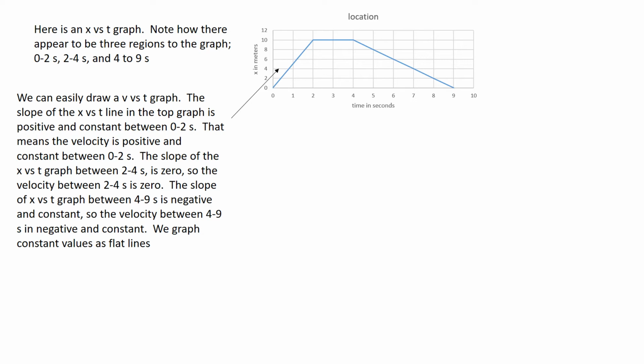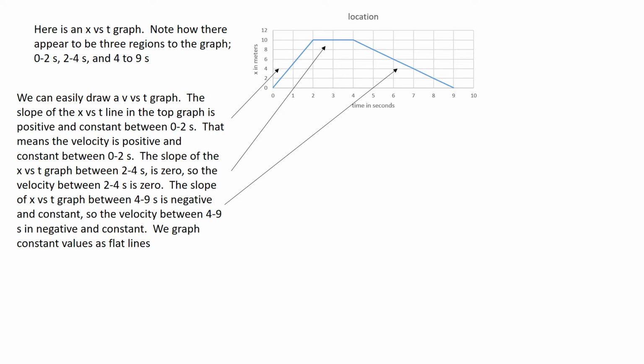That means the velocity is positive and constant between 0 and 2 seconds. The slope of the x versus t graph between 2 and 4 seconds seems to be 0, and so that would indicate that you have 0 velocity. Finally, the slope of the x versus t graph between 4 and 9 seconds is negative and constant. That would indicate that the velocity between 4 and 9 seconds is negative and constant.